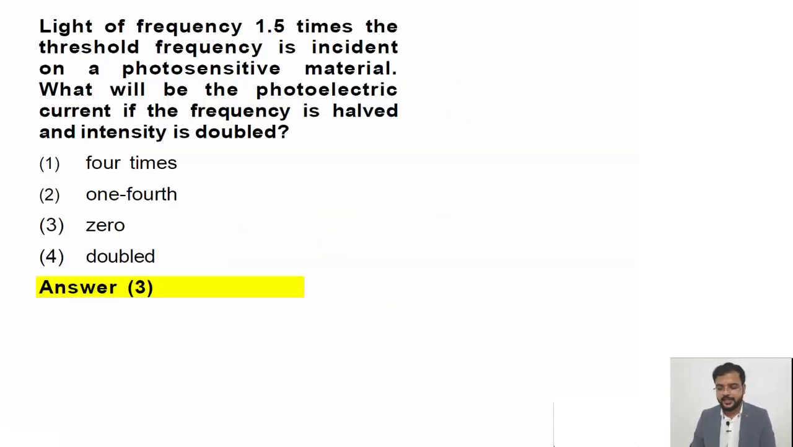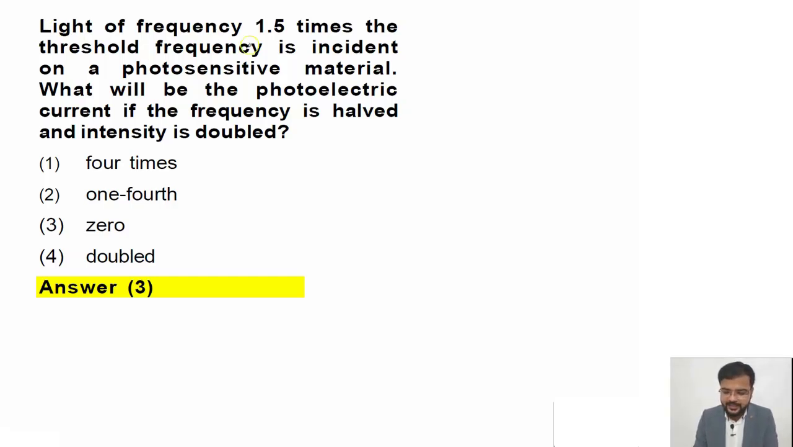Light of the frequency 1.5 times the threshold frequency is incident on a photosensitive material. What will be the photoelectric current if the frequency is halved and intensity is doubled here? If you read this question, what is happening here? We are halving the frequency and doubling the intensity. So this is the tricky question. A small trick is what here?